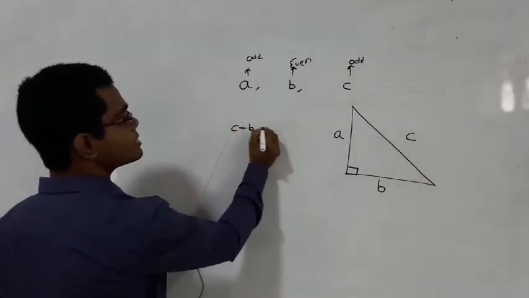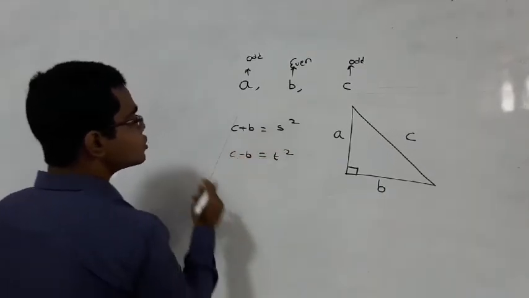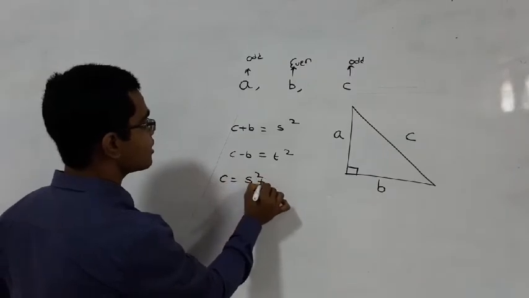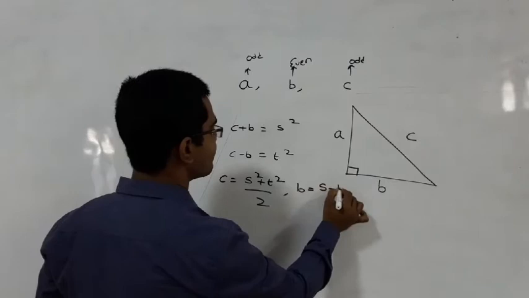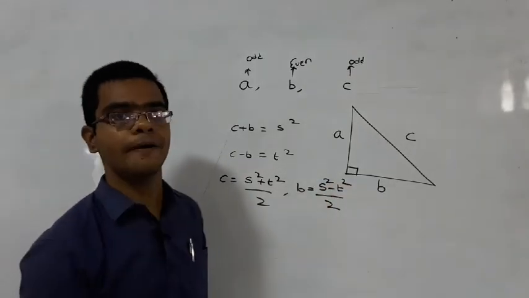So if you simplify this, please make a note of it. C plus B is equal to S square, and we have taken C minus B is equal to T square. If you simplify these two, we get C is equal to S square plus T square by 2 and B is equal to S square minus T square by 2. I think it's very clear.